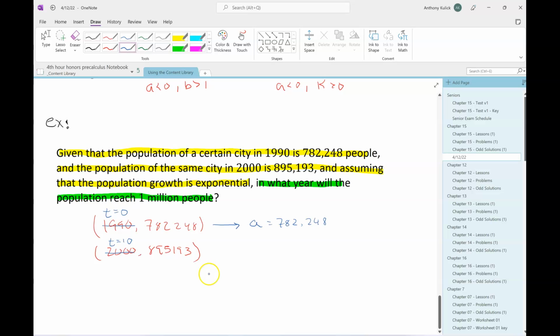Sweet! So to solve this thing then, I guess we'll write the form of what I'm doing. I'm going to have 895,193 equals a, which is 782,248, times b to the 10th.